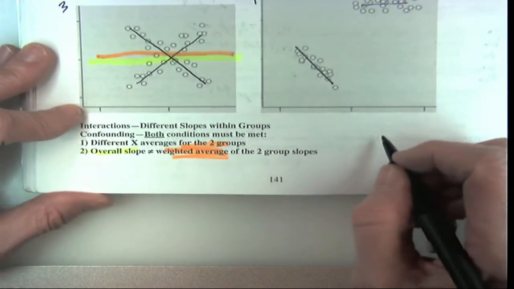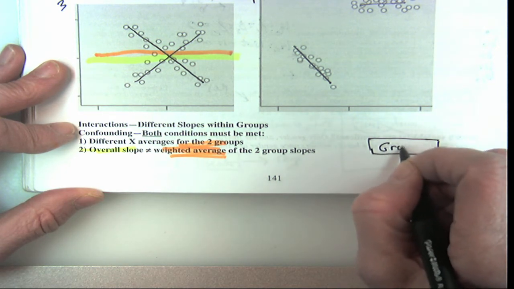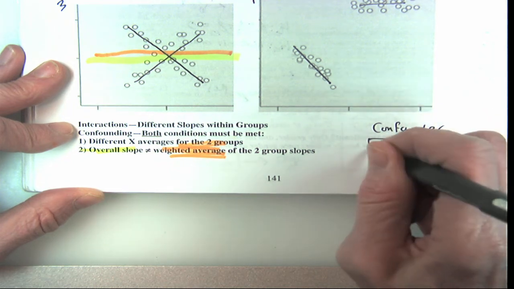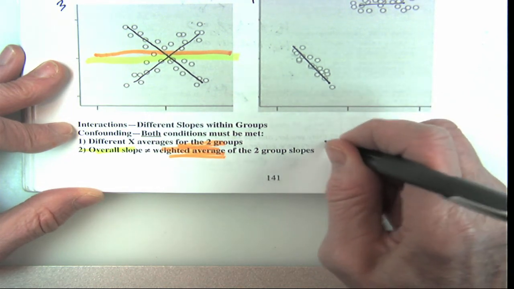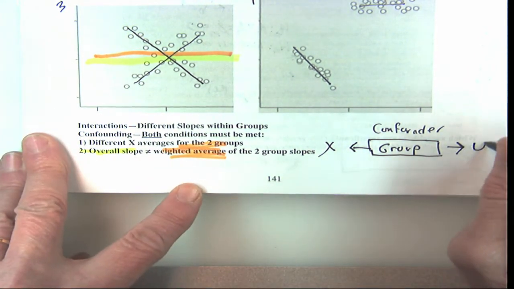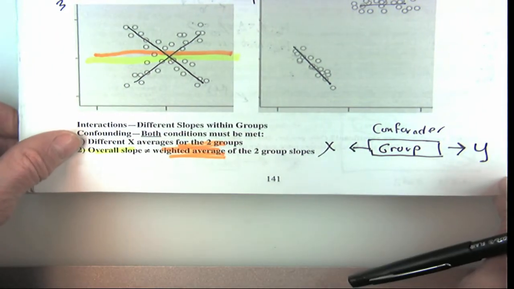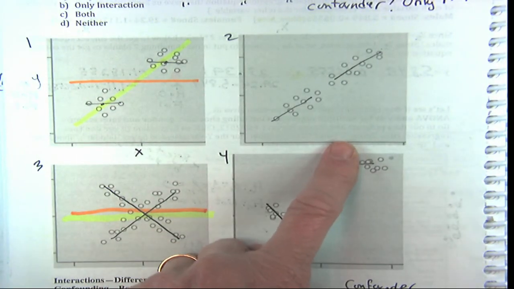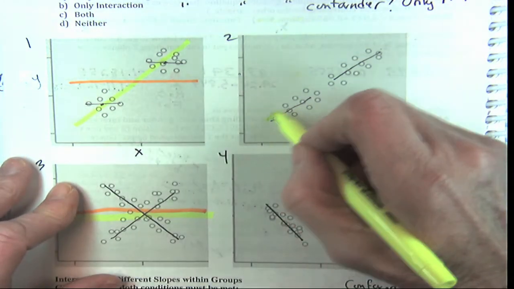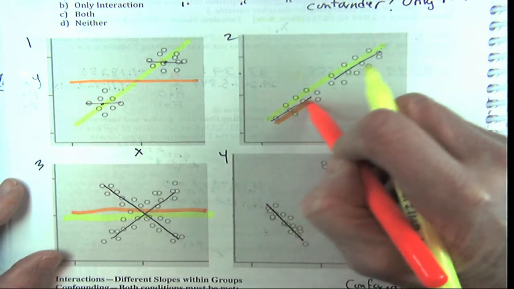Because confounding, let's just take a look at what confounding means. If we're talking about the group being a confounder, that means it has to lead to what? Basically different x's, and it's going to have to affect y too. It's not x affecting y, it's really the group affecting both. Okay, so now let's look at this one. So this one you can see, I think you can see why it doesn't have confounding. The overall is just like this, and that's the same thing as the weighted groups.